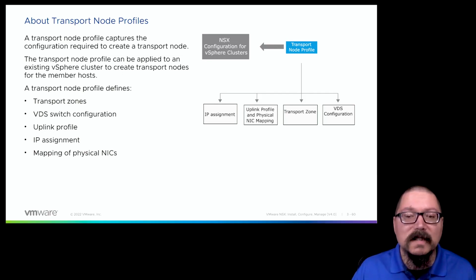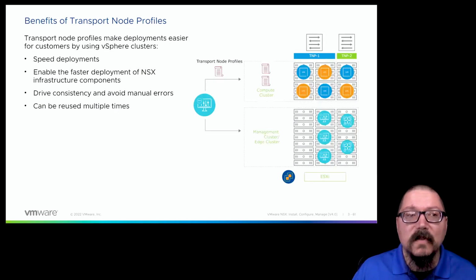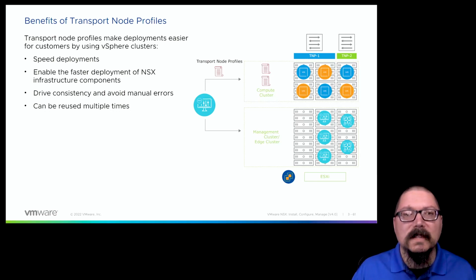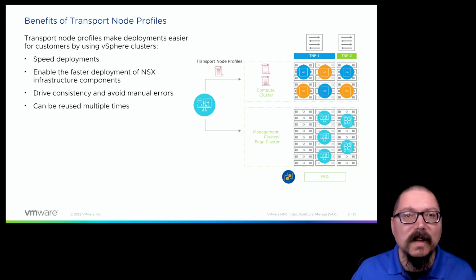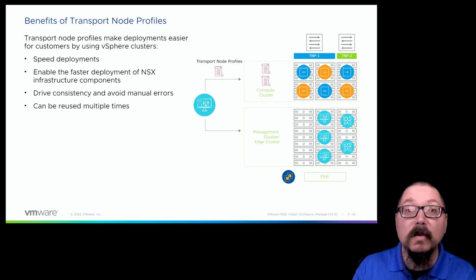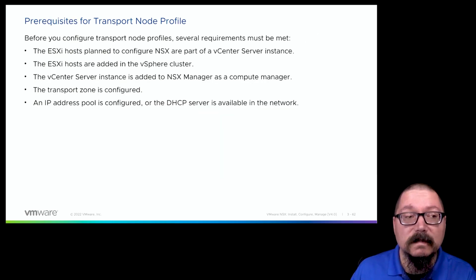A transport node profile is just an NSX configuration template for a given hypervisor or for a given cluster of hypervisors. And we want to use a transport node profile because that's going to make my configuration that much quicker to deal with. It's going to be that much more repeatable, that much more consistent and reusable. We're going to use transport node profiles for much the same reason we would use maybe host profiles in vCenter for my cluster host configurations.